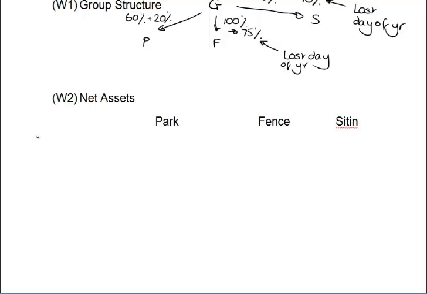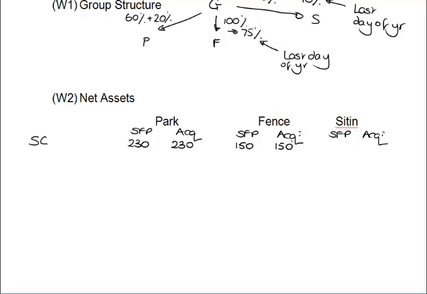So net assets working, share capital at the SFP and acquisition. And as far as Sitin is concerned, I'd probably also stick in some figures. I might not end up using them, but just get into the habit of your old favourites. So in terms of share capital, 230 for Park and 150 for Fence.